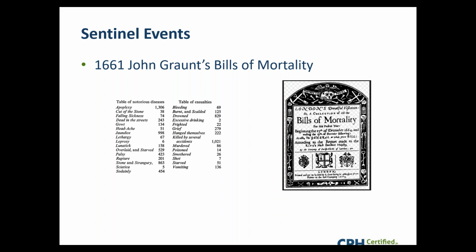And we laugh now when we read this list. The table of notorious diseases includes all kinds of interesting things, and the table of casualties, which would be the deaths. Again, we smile at these, but in fact, it's true today that diseases appear mysteriously. We don't necessarily understand their origins. It takes us a while to do the research to understand them. People die. We aren't always sure why.